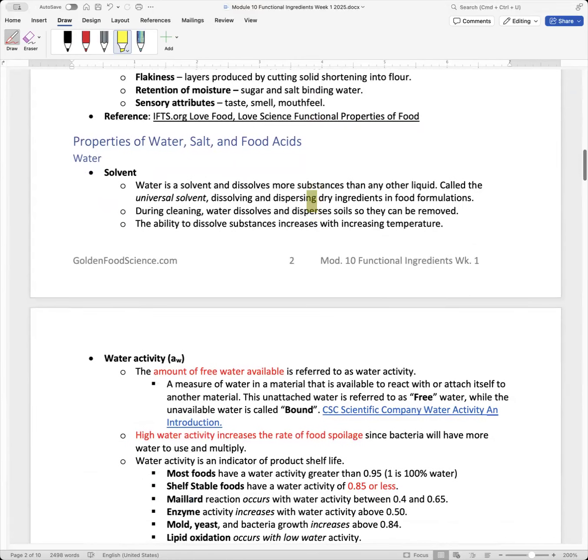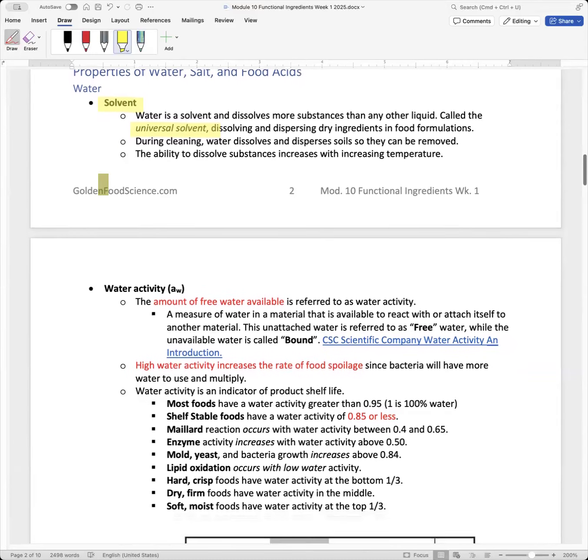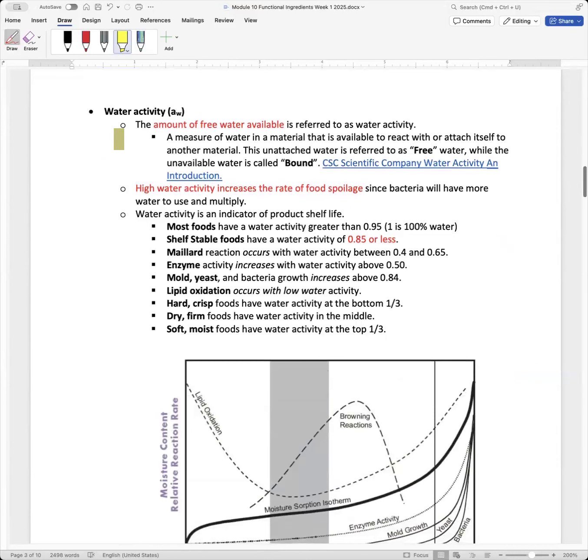The properties of water, salt, and food additives. So first of all, water is considered the universal solvent. That means it dissolves almost everything. But as we said, it'll only dissolve polar things because water is polar. That's why we use water for cleaning and for dissolving substances. The most important functional property of water for us is water activity.